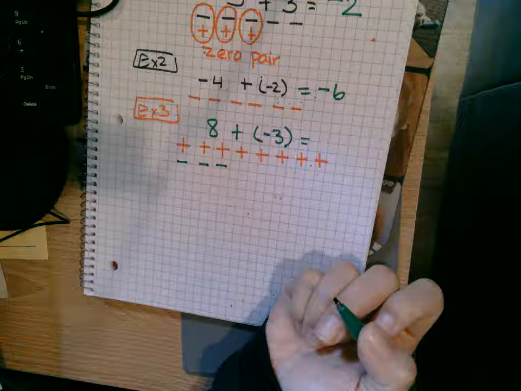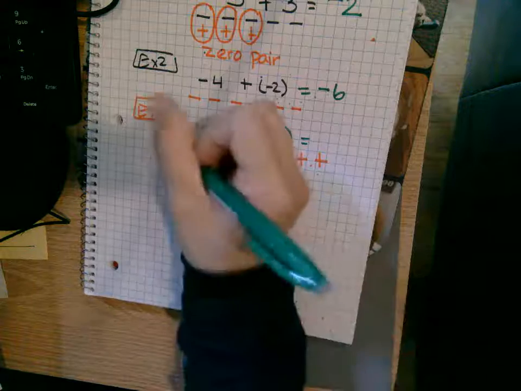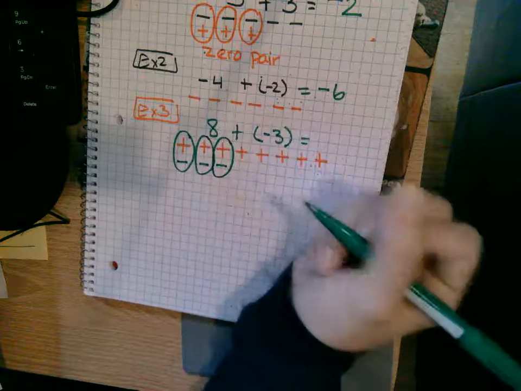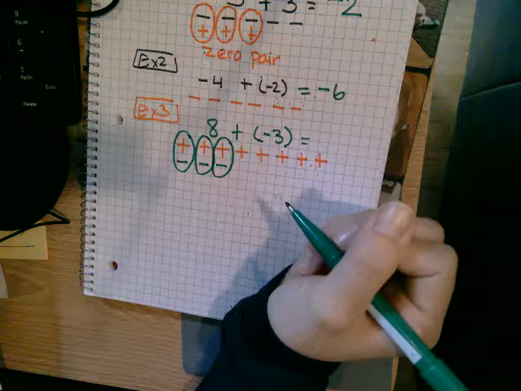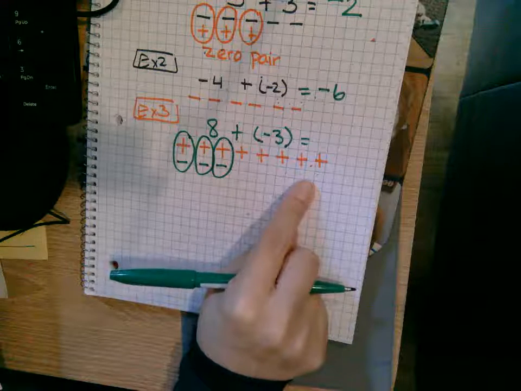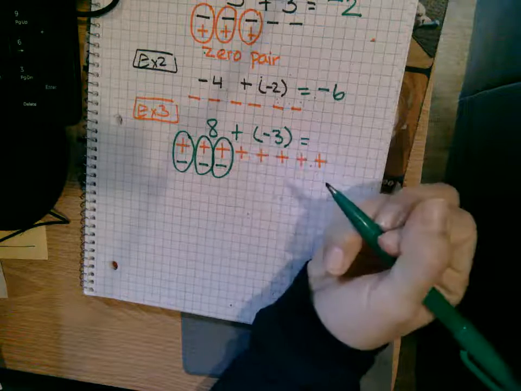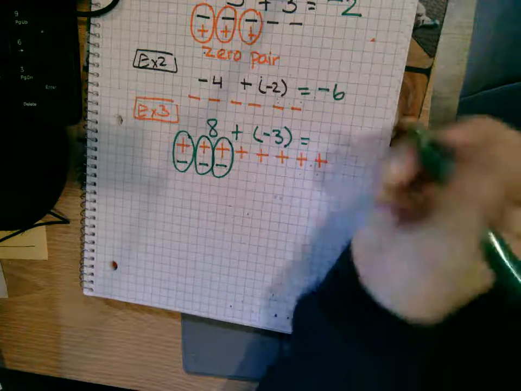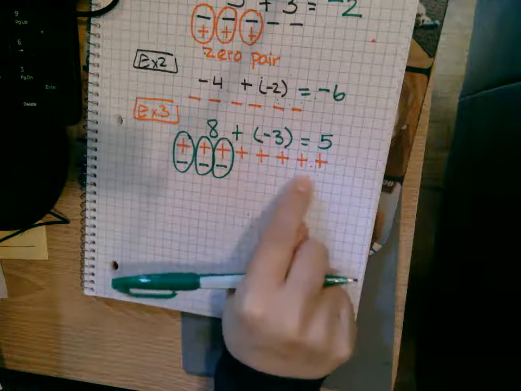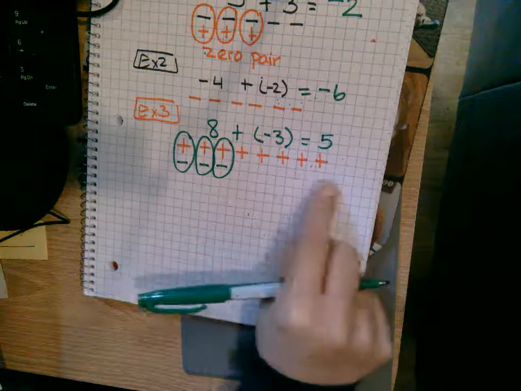How many circles am I going to need? 3. Now, whatever I did not circle is my answer. So what did I not circle? 5. And are these negative tiles? No, they're positive. So my answer is +5 because there are 5 positive tiles left.